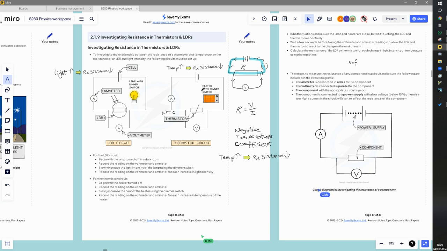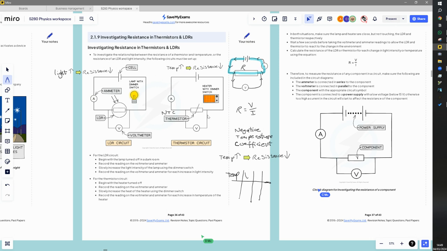So we've got a heater with a dimmer switch. In other words, you can change the value of the temperature and measure the voltage and the current each time. What is the voltage and current when the temperature is this? What is it when it's that? And so on. And you can see what happens to the resistance when you change that. So what's the relationship?